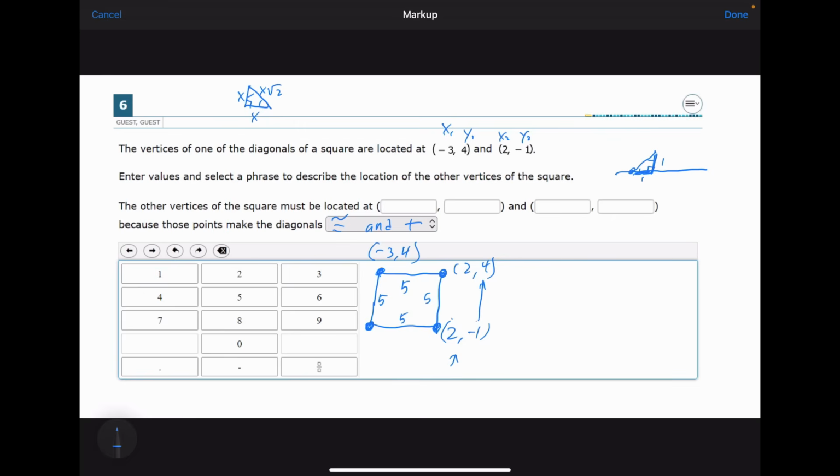For this position, we have the same thing, but the other way around. So we're now fixing the -1, but we're going back 5. So 2 minus 5 is -3. And this vertex here is -3, -1. And those are our final vertex locations. So we have -3, -1, and 2, 4. And we've answered question 6.